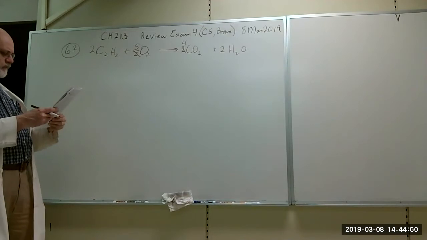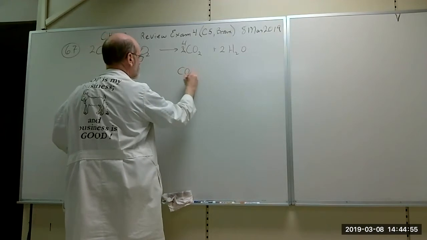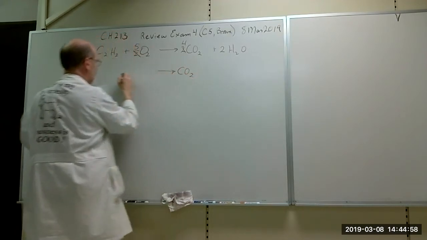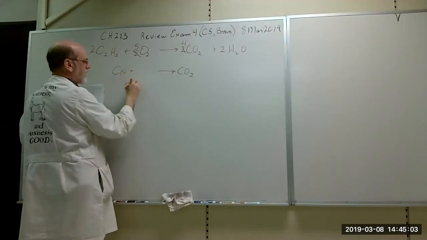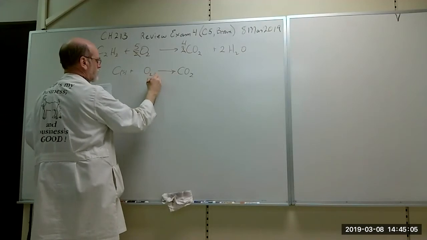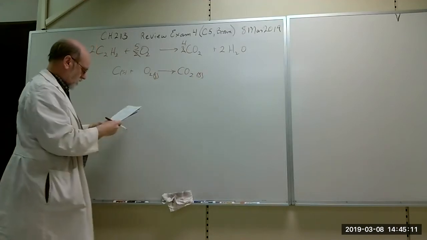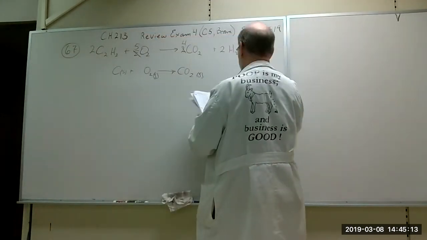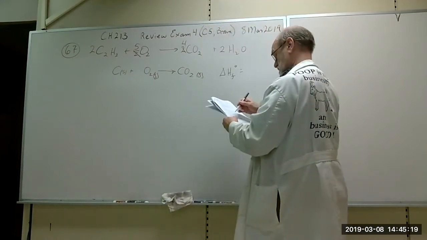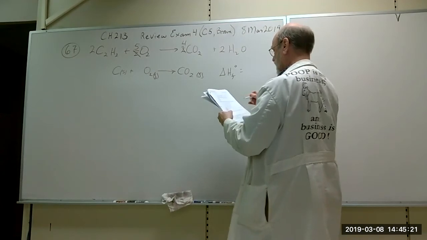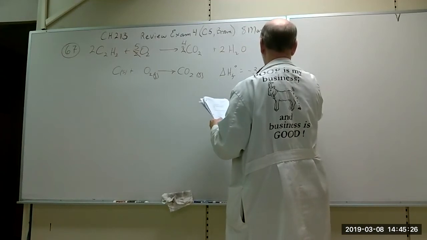Now, the other bits of information we're given is the standard heat of formation for CO2. So CO2, and we have carbon, standard conditions, and oxygen, standard conditions. So 1, 2, that's it. And the standard heat of formation for that one is minus 393. What are the units? Kilojoules per mole.